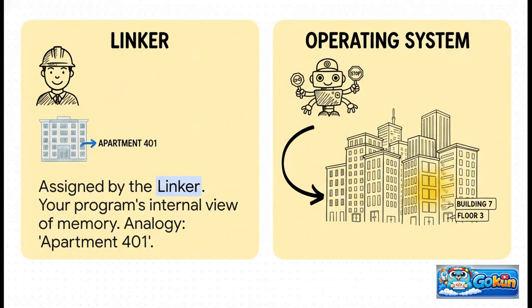Now, we have to talk about a super important distinction here, virtual versus physical addresses. The addresses the linker assigns, like 0x1000, are virtual addresses. It's like your program gets its own private imaginary map of memory. Think of it like the linker assigns your function to apartment 401. When your program actually runs, the operating system acts like the building manager. It takes that virtual address and maps it to a physical address in the computer's actual RAM chips, something like building 7, floor 3, room 12. This whole translation happens automatically by the hardware, and it's what lets you run multiple programs at once without them stepping on each other's toes.